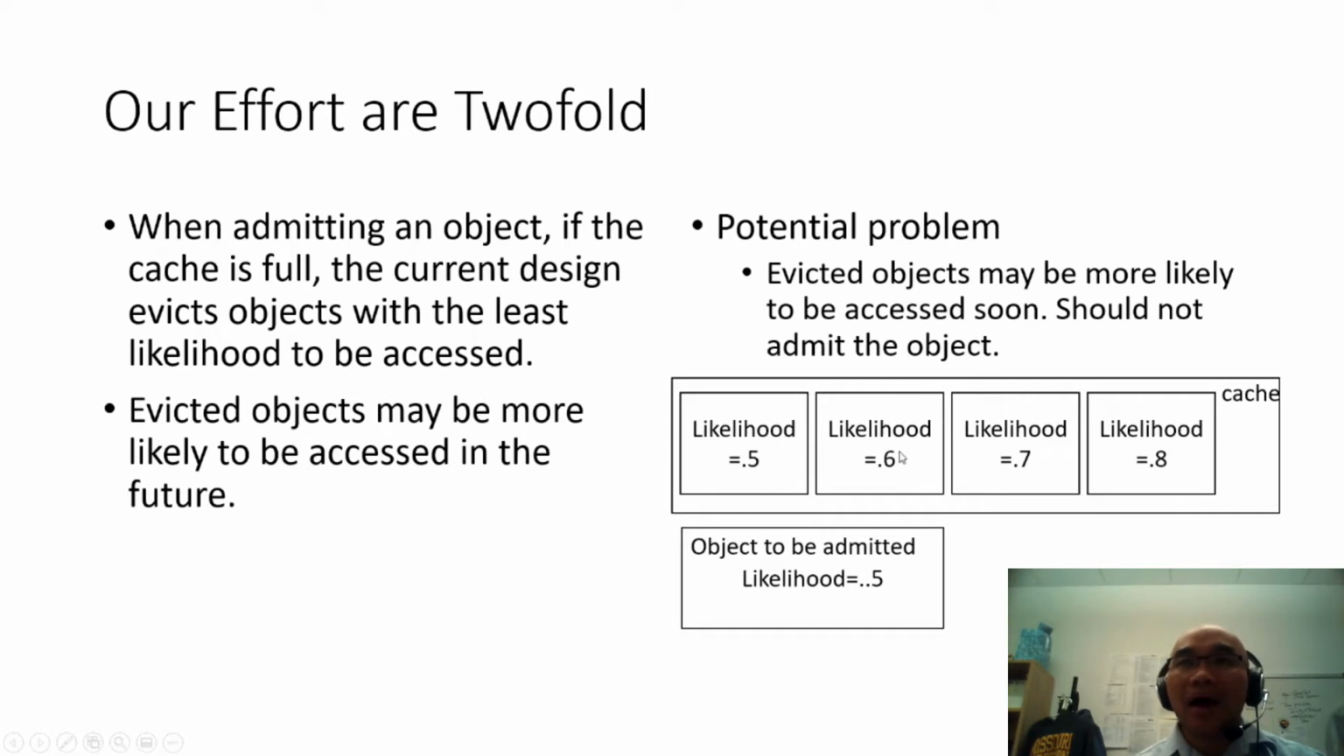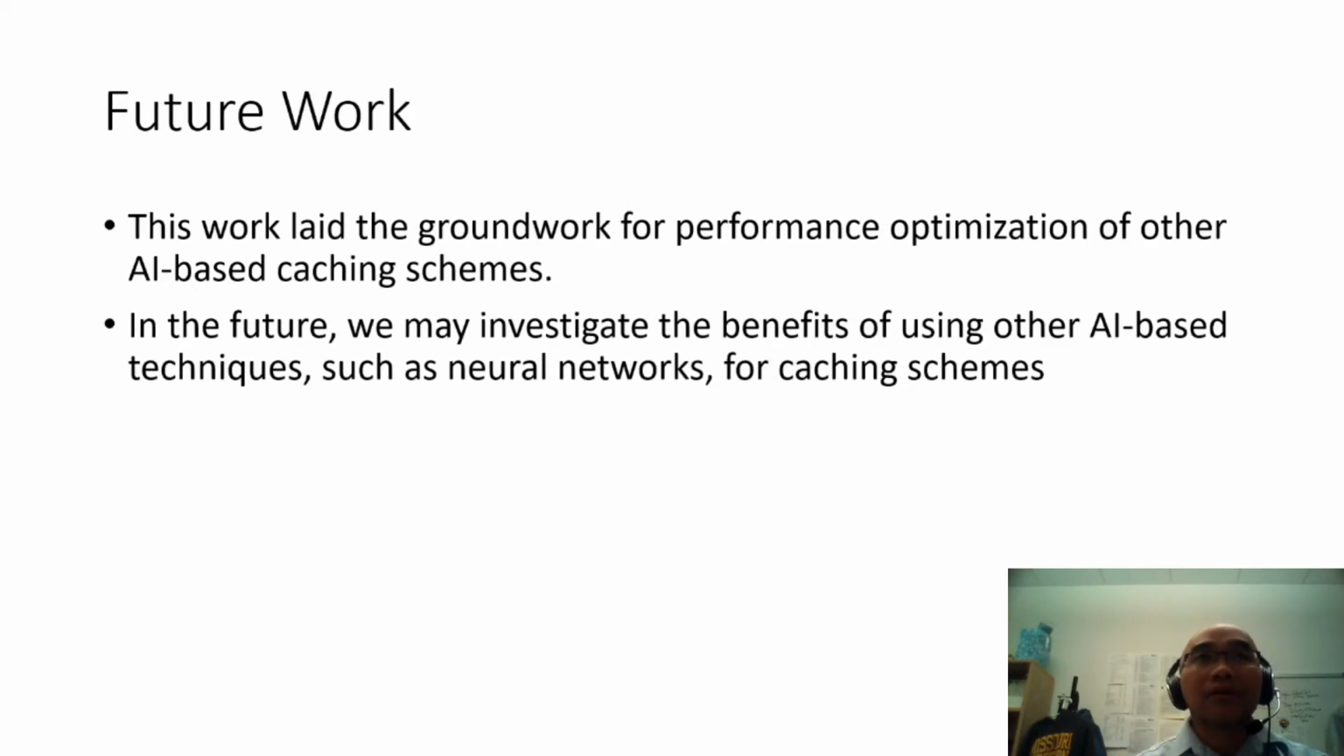In this case, it is these two. However, if you look at this object, its likelihood is 0.6. It is even more likely to be accessed than the objects that are about to be evicted. So our proposed solution is that before admitting an object, examine the likelihood of the objects that are potentially to be evicted. If any of them have a likelihood that is bigger than the object being admitted, do not admit the object. This is our proposed solution.